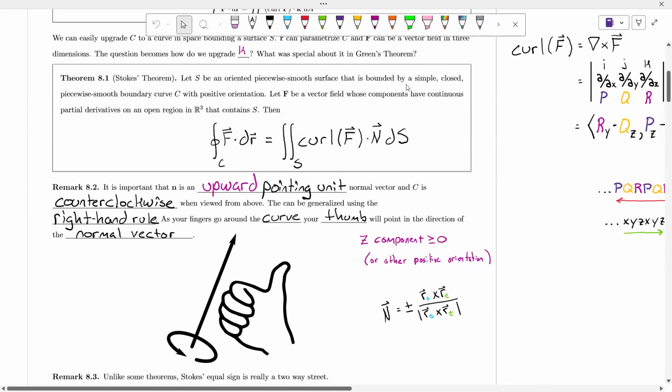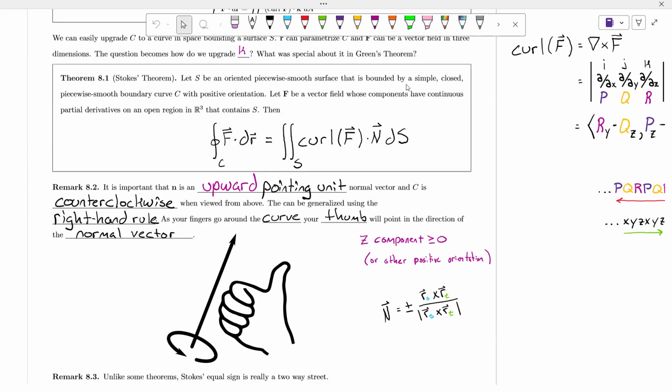And specifically, we want it to be the upward pointing unit normal vector. Because orientation, it turns out, is rather important for these surfaces and the curves that go around their boundaries. So we had the idea of an oriented surface last time. We looked at surface integrals.